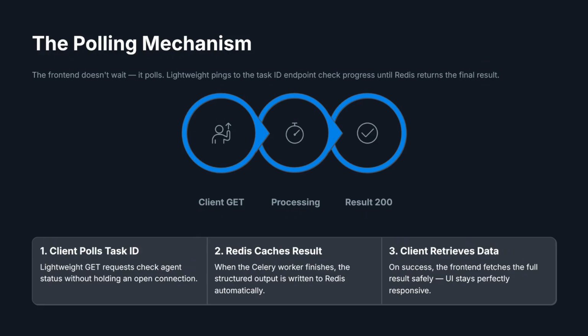Alright, the data flow is actually really straightforward. The front end simply polls that specific task ID endpoint to monitor the agent's progress over time. When the heavy background job finishes, Redis caches the final result. Then the client can safely retrieve it. It will make more sense once you see it in the code.